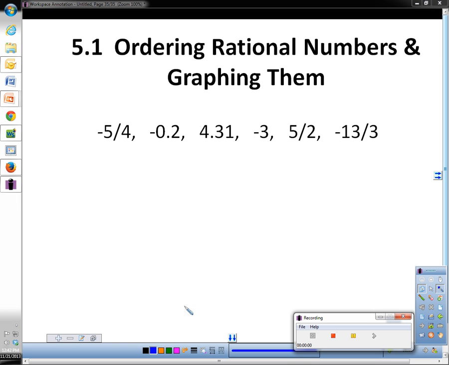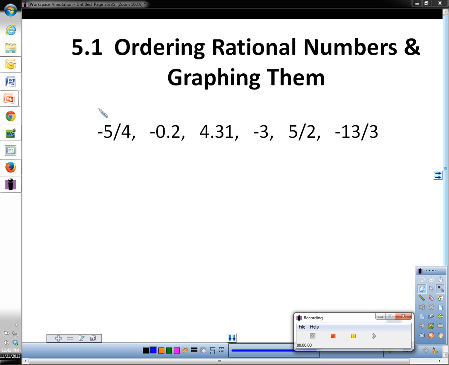To order rational numbers from least to greatest, the first thing that I would do is make sure that they are all in the same form. My preference is to change them all to decimals because it's a lot easier to compare decimals than fractions to decimals. So I'm going to start with the numbers up here that are not in decimal form.